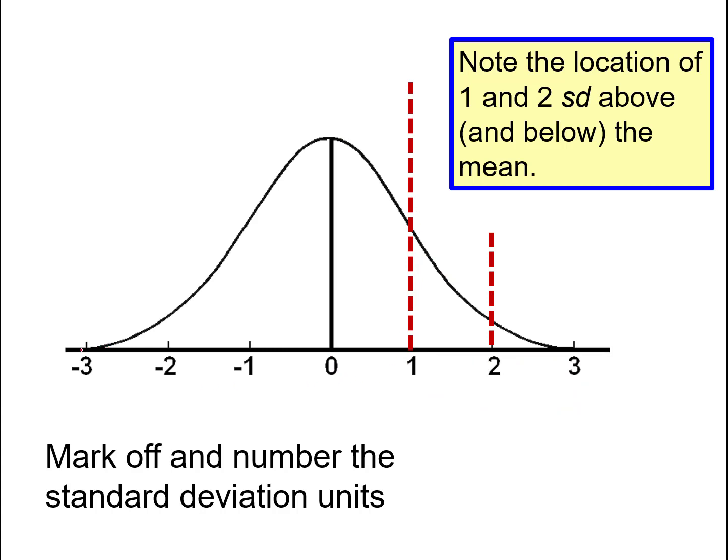So you should be able to recognize what a normal curve looks like, or be able to draw in general a normal distribution, the bell-shaped curve, and recognize where 1 standard deviation above the mean is, where 2 standard deviations above the mean is, and 3 standard deviations above the mean.